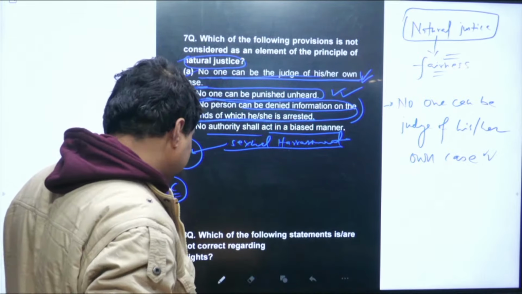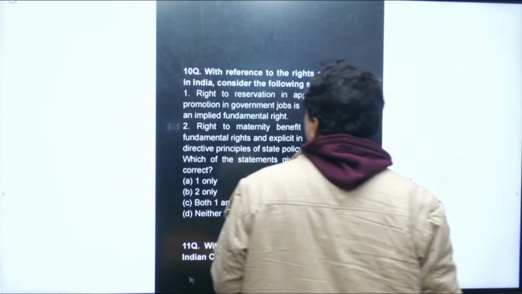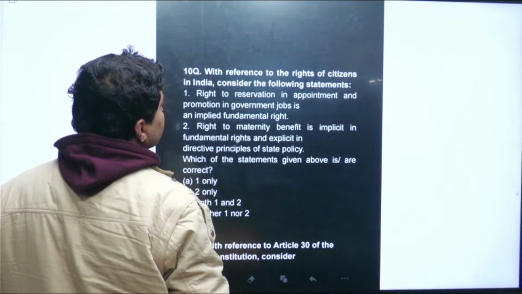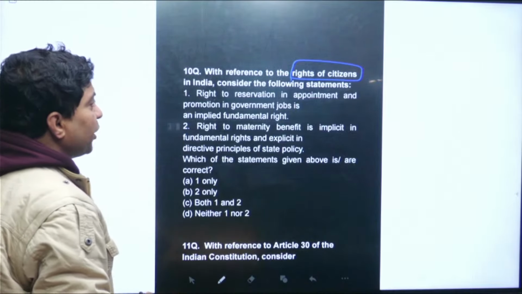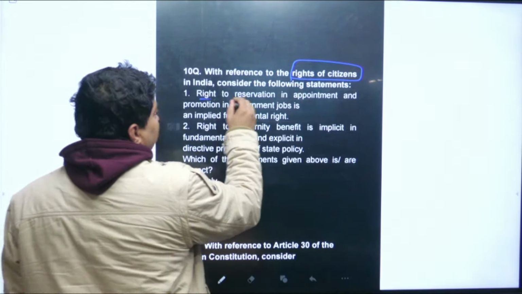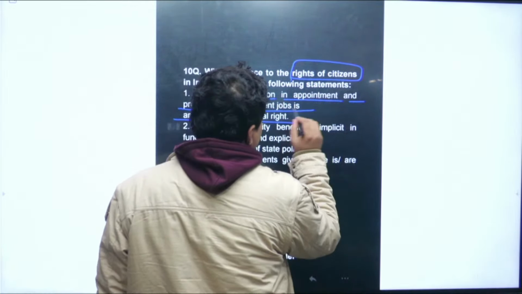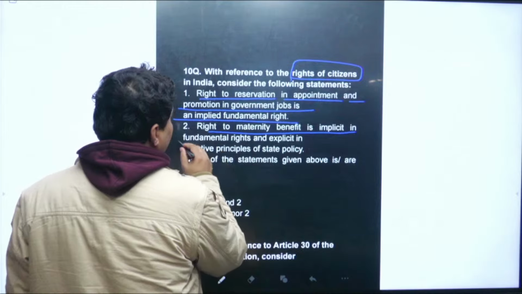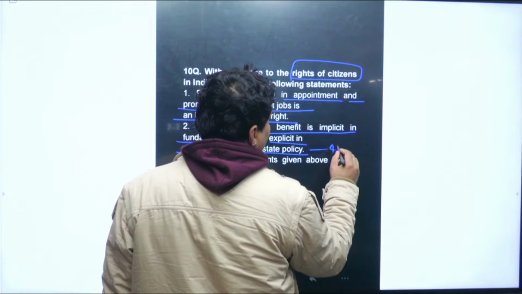Now, let us see the next question. With reference to rights of citizens of India, consider the following statements. Right to reservation in appointment and promotion in government jobs is an implied fundamental right. Right to maternity benefit is implicit in fundamental rights, Article 15 clause 3, and explicit in the directive principles of state policy, Article 42.